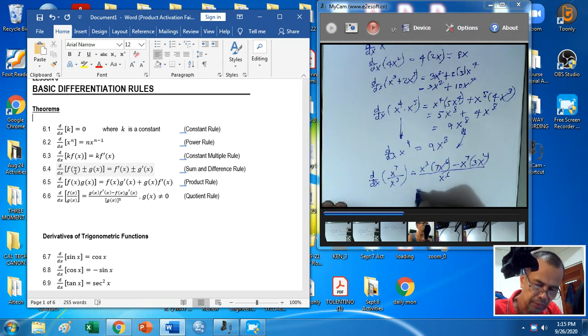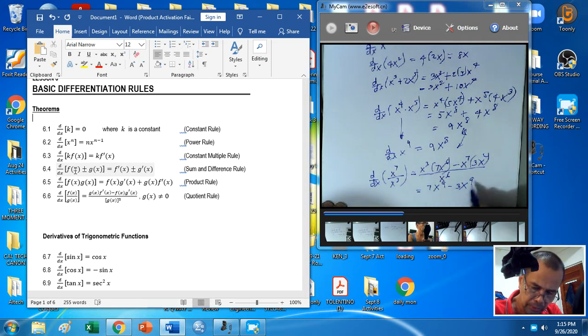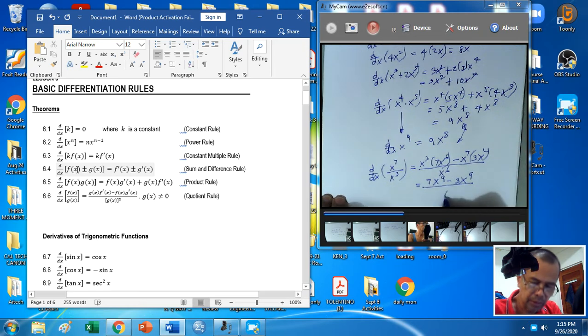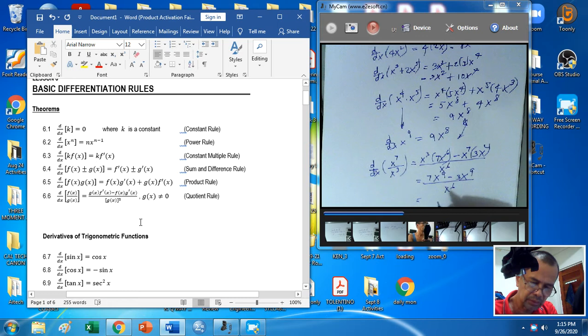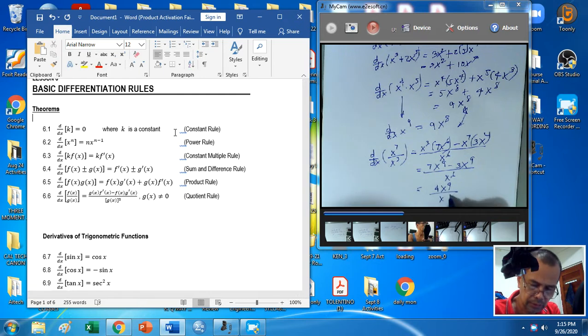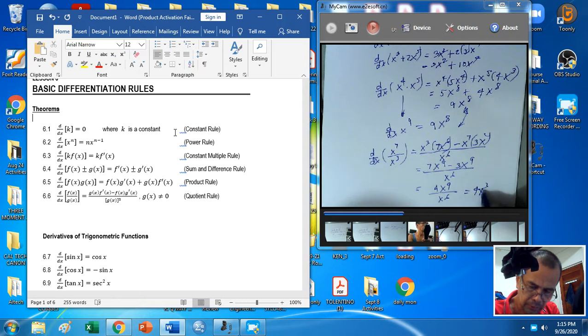And if I simplify that, that is 7x to the 9 minus 3x to the 9 over what? Over x to the 6. And that gives you what? 7 minus 3 is what? 4x to the 9 over x to the 6. Okay, that will just give you 4x cubed.